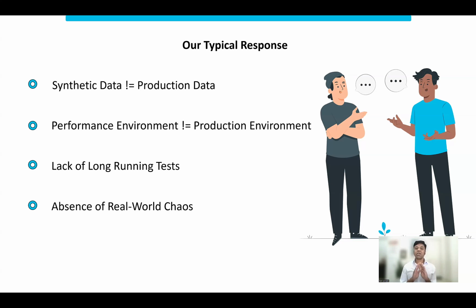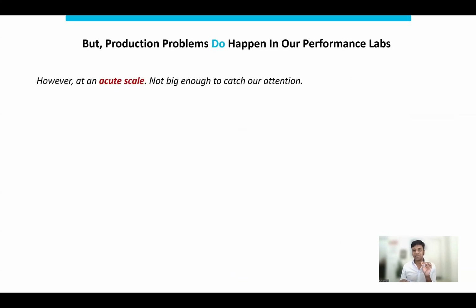See, friends, these are all 100% valid, legitimate reasons, right? These are valid, legitimate reasons why, even after our rigorous performance test, the problem still shows up in production. But friends, I want to place a counter argument to this. Whatever problems that we see in production, they happen in our performance lab as well.